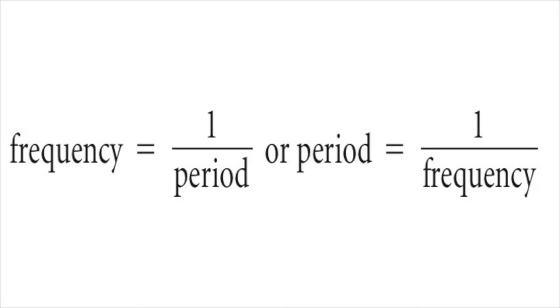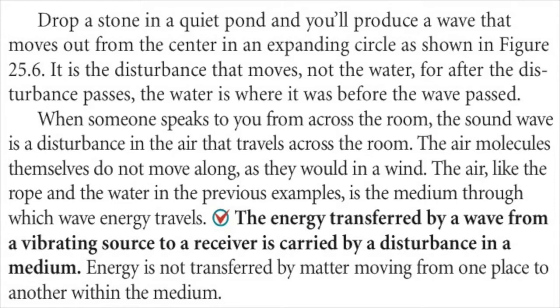The relationship between period and frequency is they're reciprocals of each other. So it's a hyperbolic relationship. So as one goes up, the other goes down. So frequency equals 1 over period. As period explodes, then frequency tends to 0.